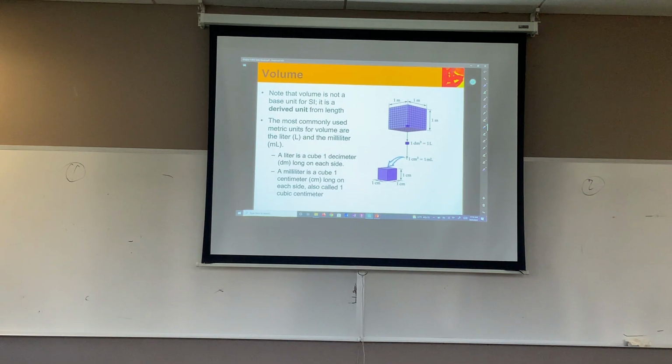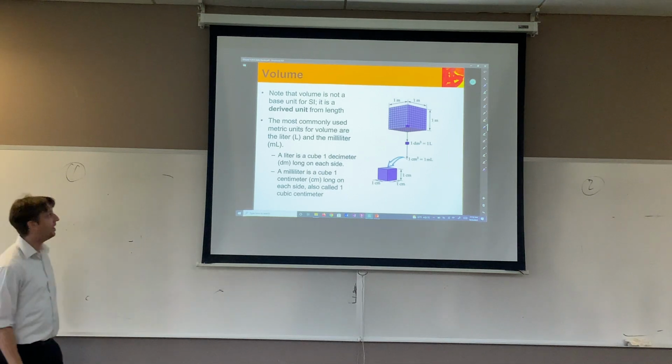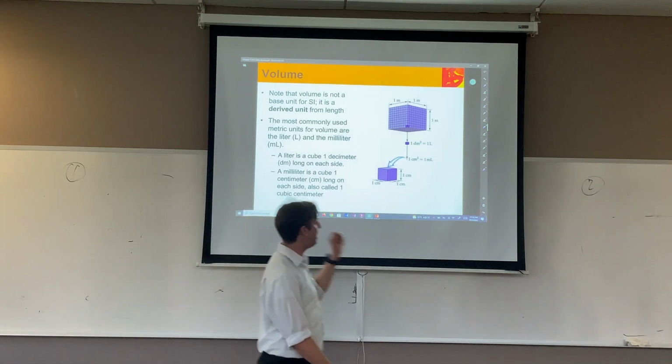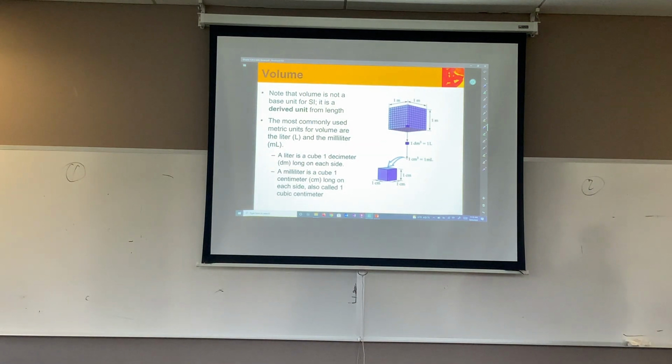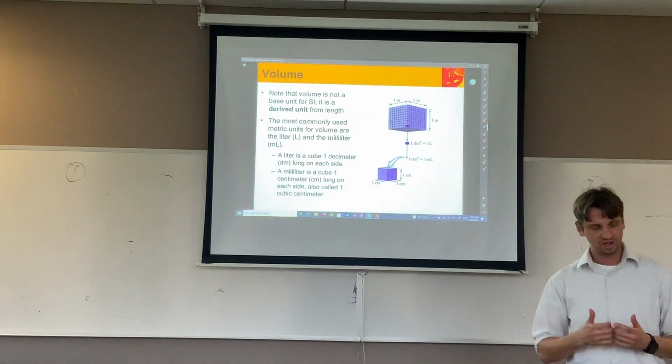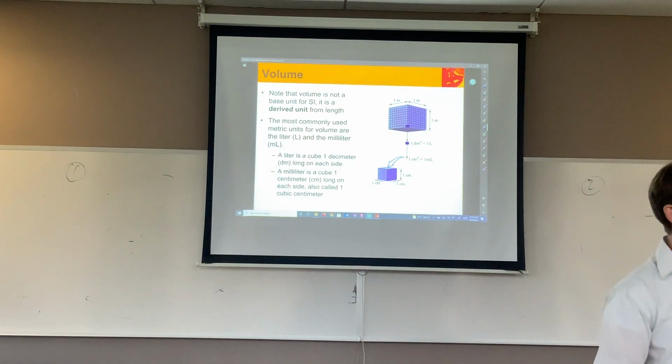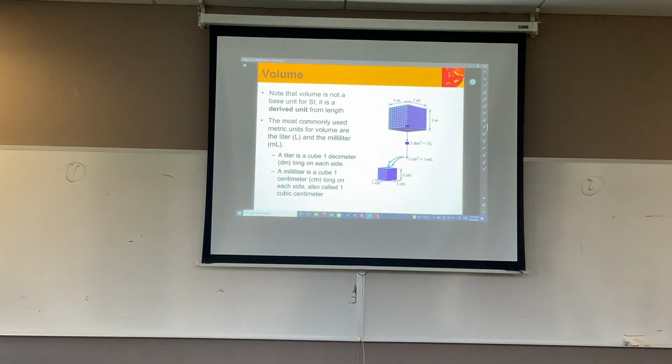All right, let's talk a bit about volume. Volume is not a base unit in SI, right? What we were just talking about, the Système International, that's what the SI means, international system. But volume is something that we use quite a bit as we go through Gen Chem. We're going to be talking about how much of a liquid is produced, or I need you to measure out 5 milliliters of something. These are all units of volume. Okay.